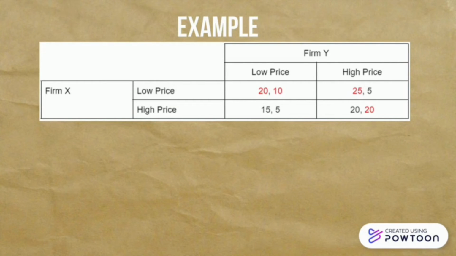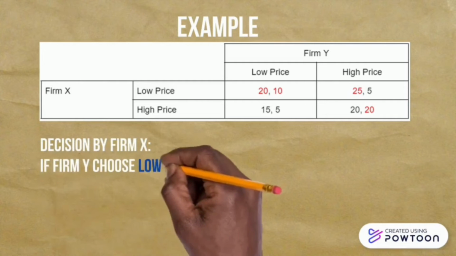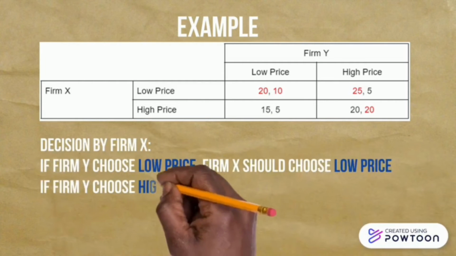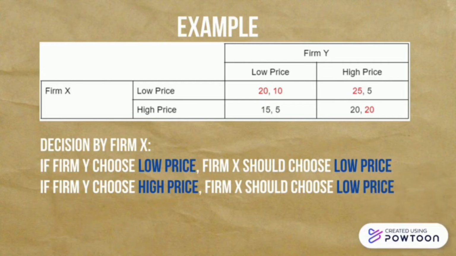From this Payoff Matrix, let us identify what strategy a firm should choose based on the strategies of the other firm. We begin with the decision of firm X based on the strategy of firm Y. If firm Y chooses low price, then firm X should choose low price as well, since firm X could obtain a higher outcome compared to choosing high price. If firm Y chooses high price, then firm X will choose low price to obtain a higher outcome.